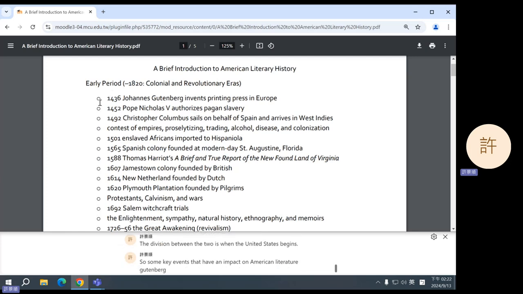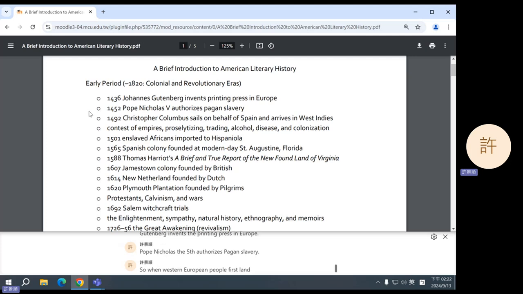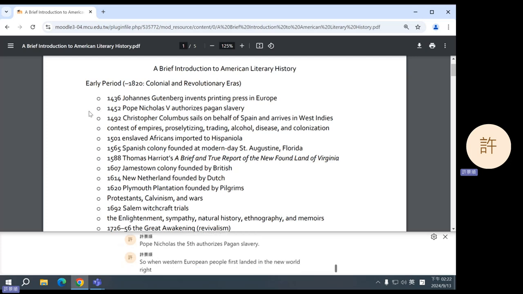Gutenberg invents the printing press in Europe. Pope Nicholas V authorizes pagan slavery. So when Western European people first landed in the New World, North America, South America, they discovered there were people already living there. But these people had a different culture, different language, different beliefs. So it was a question whether these were actually humans or whether they only looked like humans. And because this was Western Europe in the 15th century, this became a religious question.